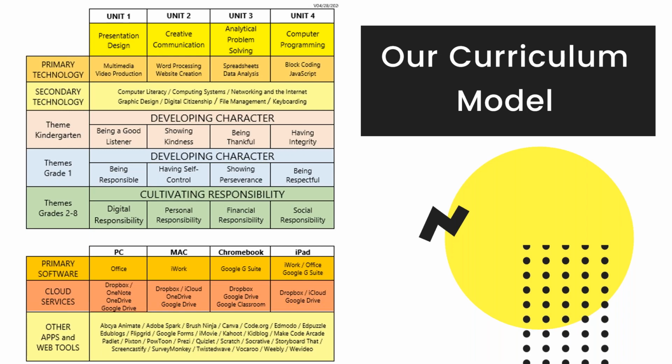Our 2nd through 8th grade is a rotating theme. It changes every year. We have 4 rotating themes. For next school year, 2020-2021, the theme is cultivating responsibility. We're going to be teaching these students about digital responsibility, personal responsibility, financial responsibility, and social responsibility. So again, these are project-based. They're learning about the character developments using the primary technology with the secondary technology weaved through the projects.